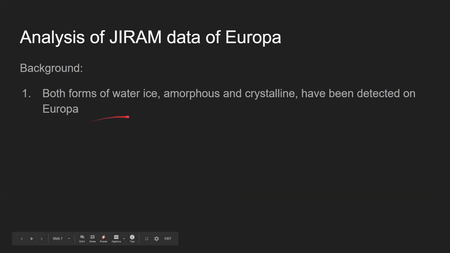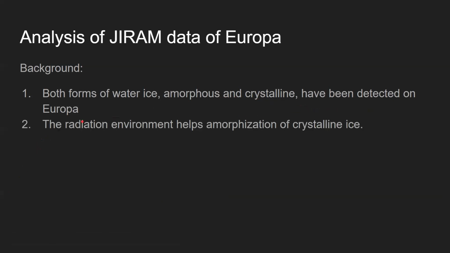Both forms of water ice, amorphous and crystalline ice, that are dominant in our solar system have been detected on Europa. This is because even though Europa's temperature is high enough that crystalline ice is the most stable form, the radiation environment of Europa destroys the crystallinity and causes amorphization of crystalline ice. So there is a balance that is found.